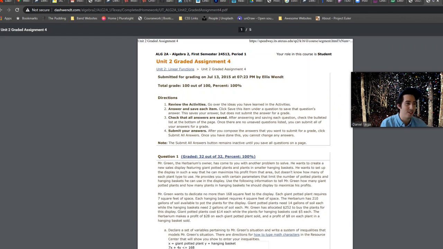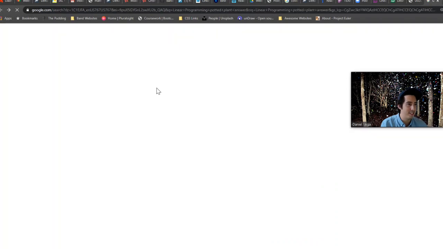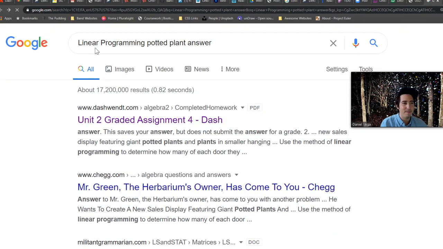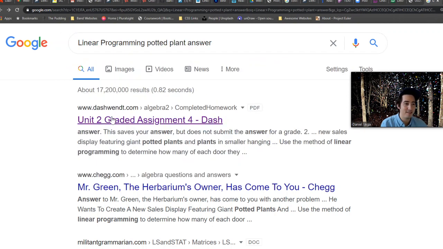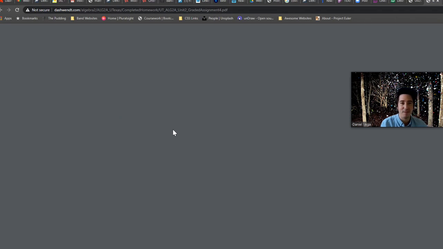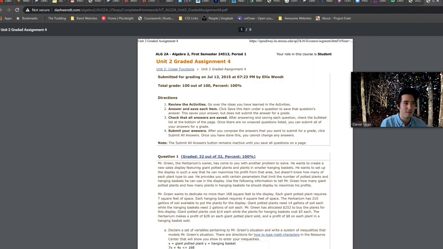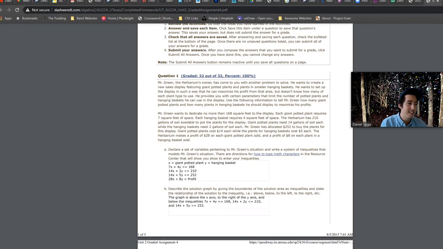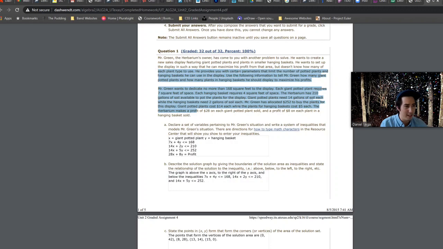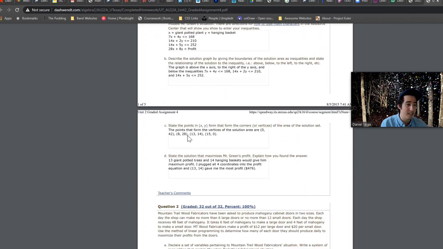So I just Googled, let me see what I Googled here. Linear programming potted plant answer. That's what I did. First thing that came up. This is from Texas. Yeah, it's there. It's a lot of reading. This is a slightly different problem, but I realize it's the exact same. It doesn't help us much on a test, but it's just something to check your work.